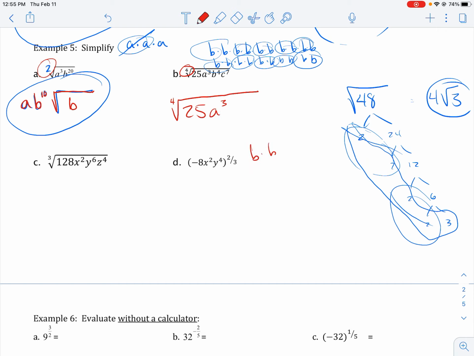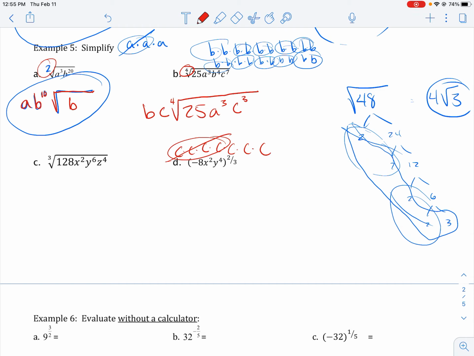How about the B's? I have 4 B's. How many pairs of 4 do I have? One. So I bring a B out. And how many got left behind? None. And then finally C's. So I got 1, 2, 3, 4, 5, 6, 7. How many pairs of 4? 1. So take a C out, leave 3 behind.